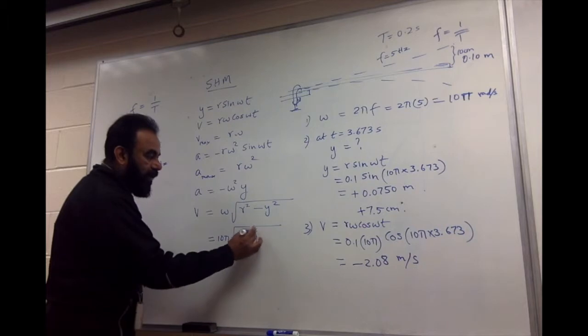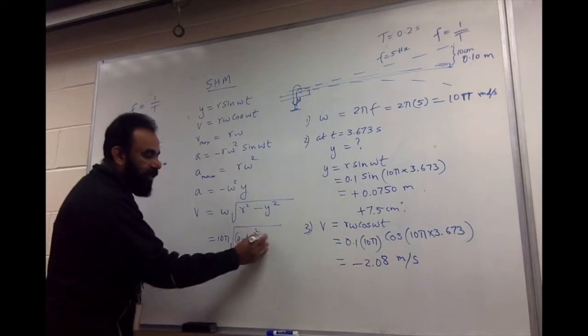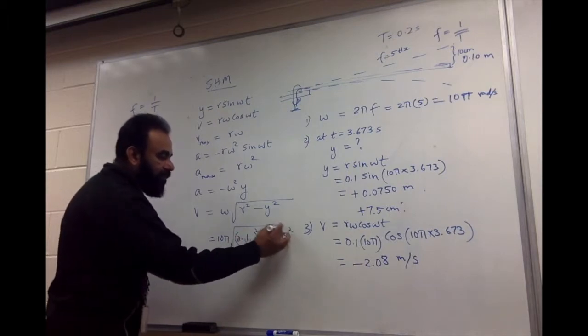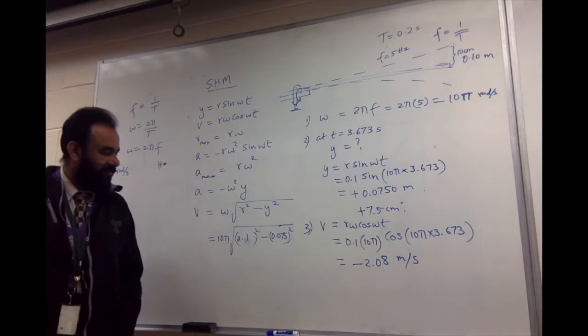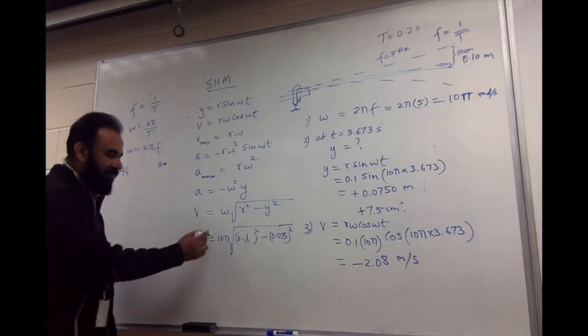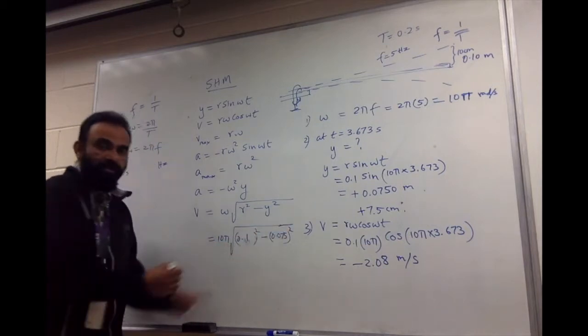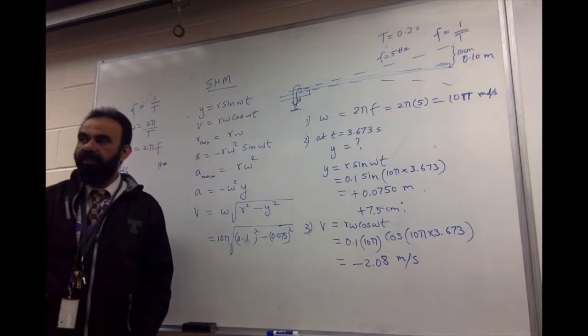0.075 squared. Oh no, sorry. 0.1 squared minus 0.075 squared. I didn't put parentheses with the 10 pi. I just put parentheses around it and I got that. That's because when you square a negative. So do this first. Yeah, you were squaring the negative. Got it now? I got it.